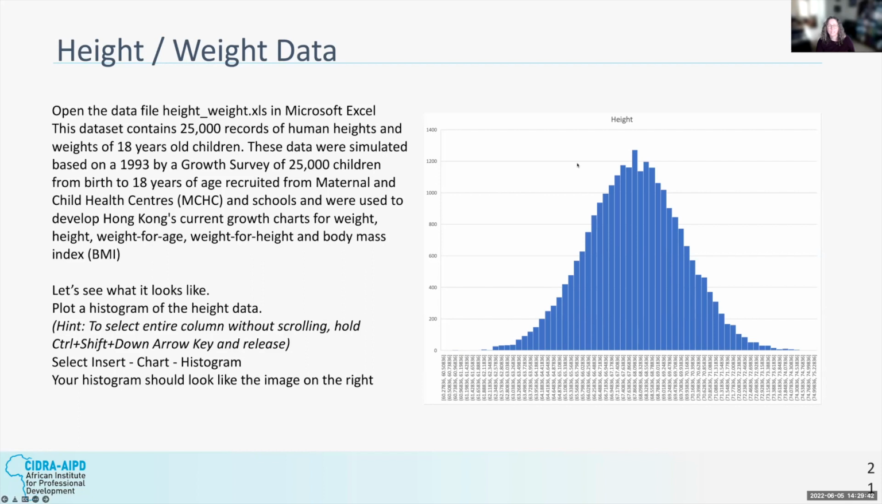Because it is 25,000 records, I want to tell you this little trick to select all of them at the same time. If you want to select an entire column without scrolling from the top to the bottom, then you can hold down the Control, Shift, and down arrow keys and then release them. And you should get everything then. And then you use Insert, Chart, and Histogram to hopefully get a picture that looks like this. Pause the video while you have a go at that.